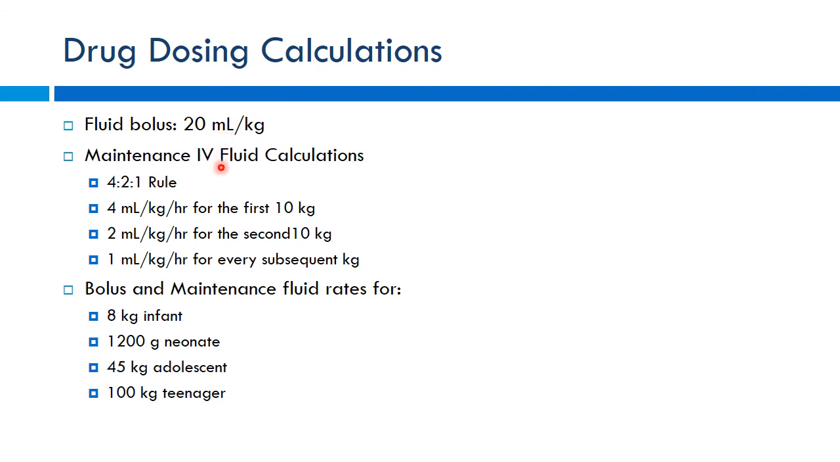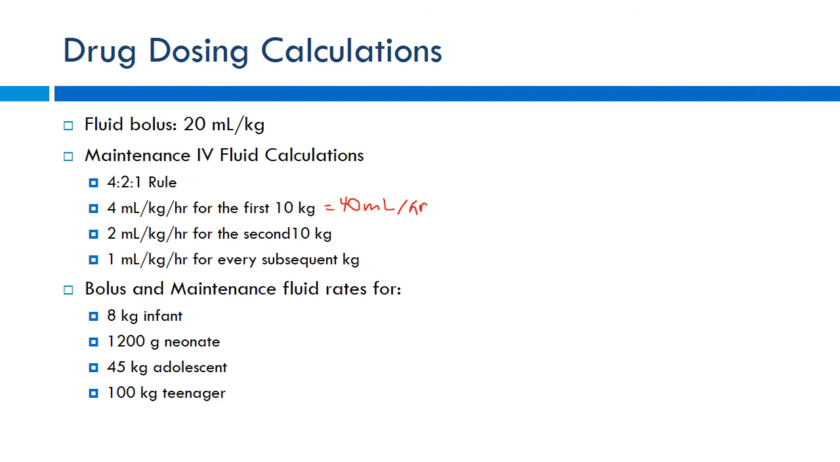Now, as far as fluid maintenance calculations go, we like to follow what we call the 4-2-1 rule. Essentially that means that for the first 10 kilograms of the patient's weight, you dose 4 mLs per kilo per hour. For the second 10 kilograms, you use 2 mLs per kilo per hour. And then for every subsequent kilogram after that, you use 1 ml per kilo per hour. So in total, for the first 10 kilograms, the patient should get a total of 40 mLs per hour.